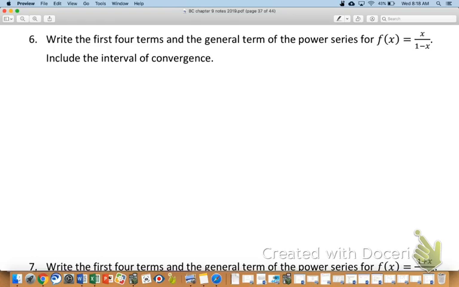Write the first 4 terms and the general term for the power series x over 1 minus x. Include the interval of convergence. So give this one a shot.